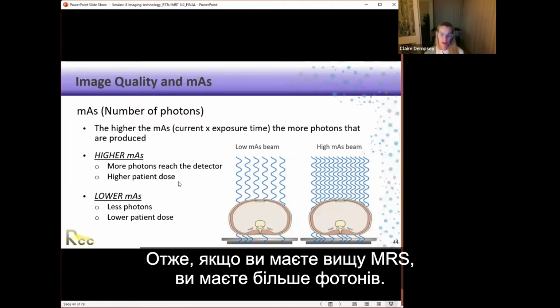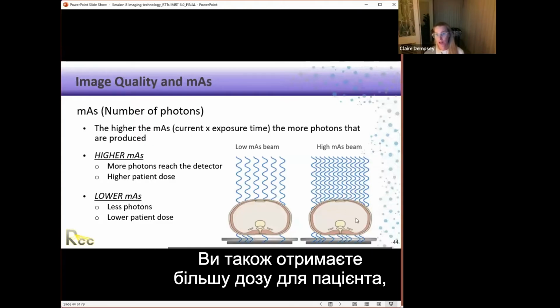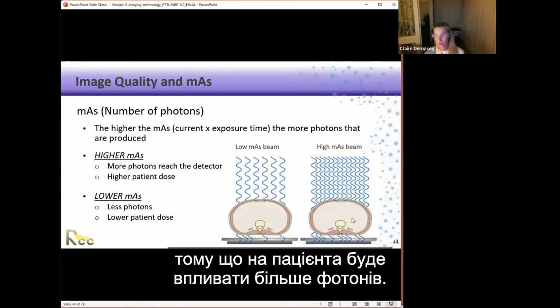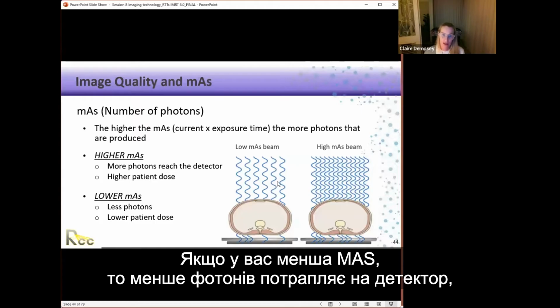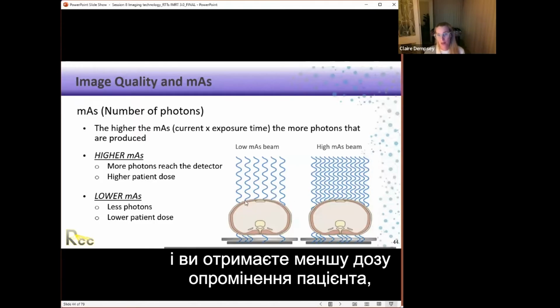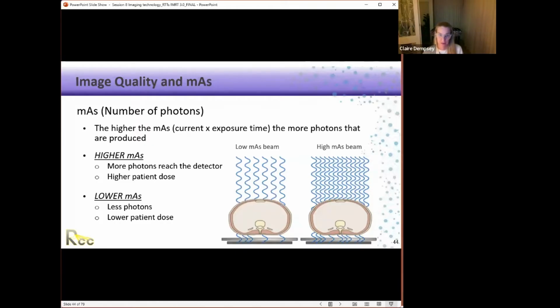So if you have a higher mAs, you've got more photons. So obviously more photons are going to reach the detector. You're also going to have a higher patient dose because you've got more photons being exposed to the patient. If you have a lower mAs, you're going to have fewer photons reaching the detector, and you'll have a lower patient dose because they're just exposed to fewer photons in general.